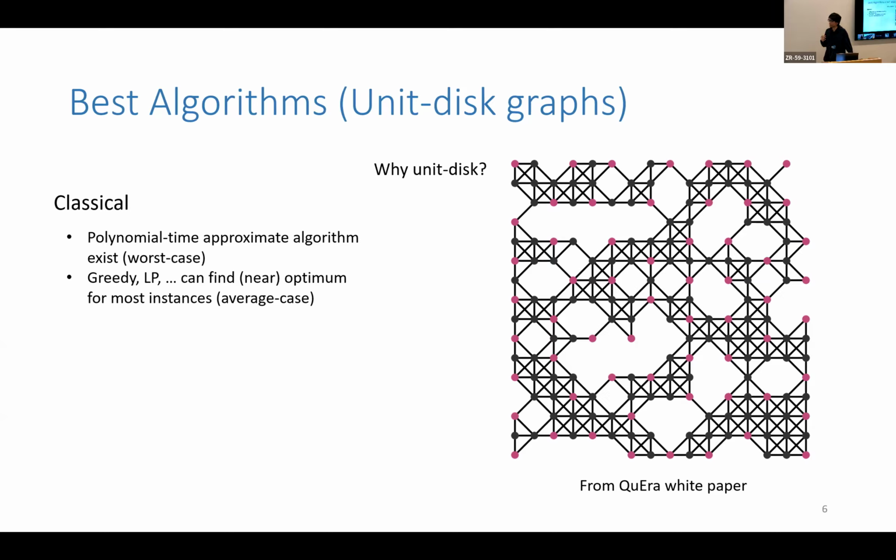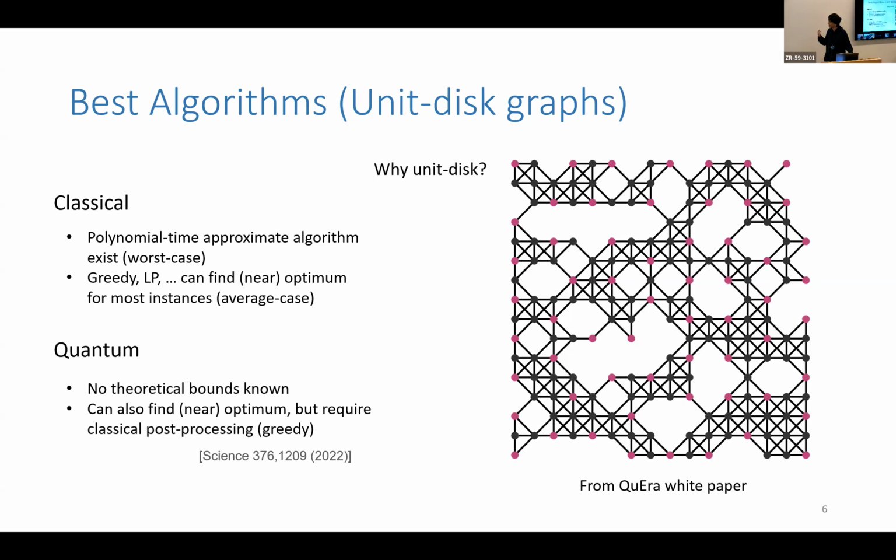And in the average case, many very naive algorithms like greedy or linear programming and others can find near optimum for most cases. So here comes the problem. We find a physically implementable set of graphs, but they are classically very easy.